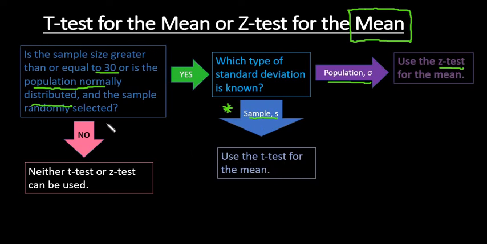So the first conditions have to be met for both of them, and then after that you're going to ask yourself, what kind of standard deviation do I have? If I have population standard deviation, go with the z-test. If you have the sample standard deviation, go with the t-test.